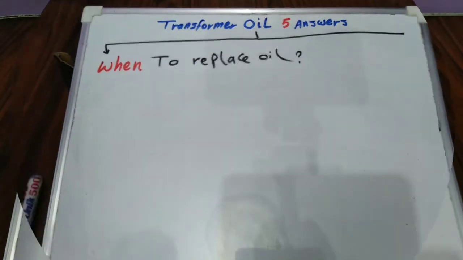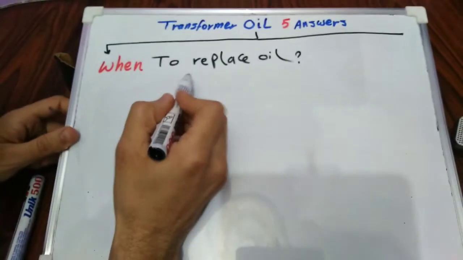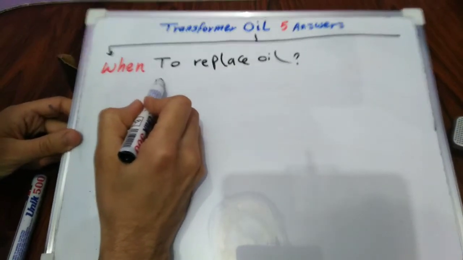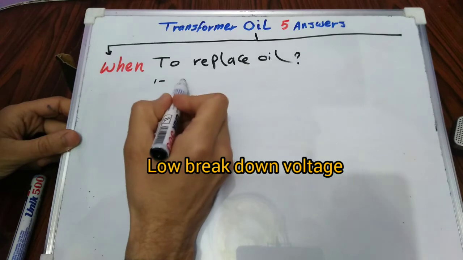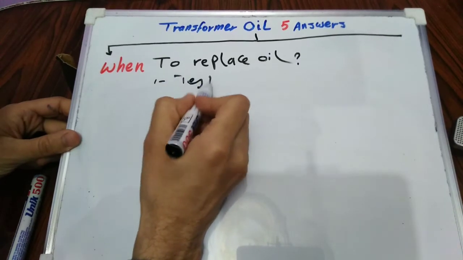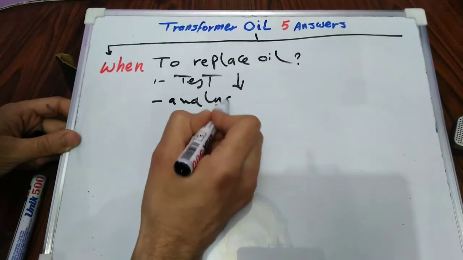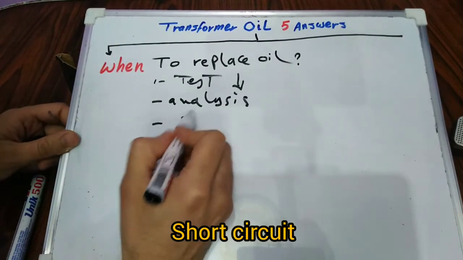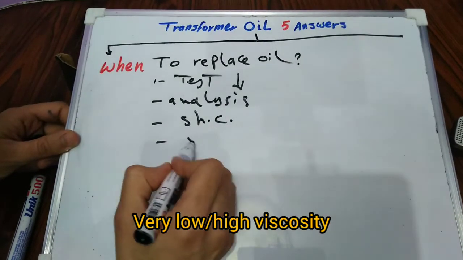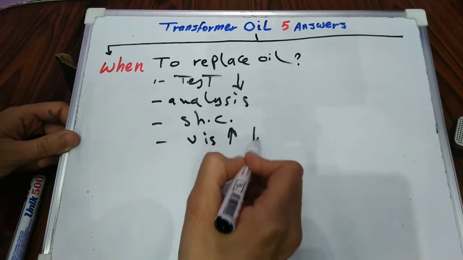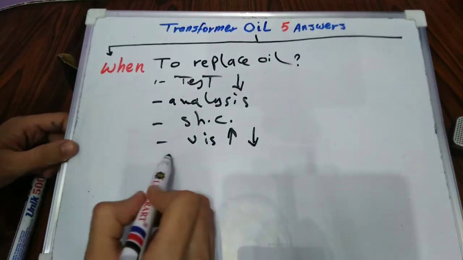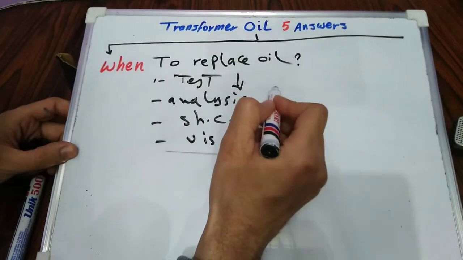Question number 2. When should I change the transformer oil? You will need to replace the transformer oil in the following cases. If the breakdown voltage test is very low. If the oil analysis shows high value of moisture in the oil. If the transformer has internal short circuit. If the oil viscosity changed to a very high or low value. If the oil properties change, it will not do what it is expected to do, isolation and cooling.